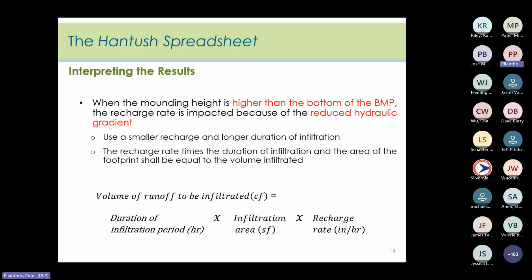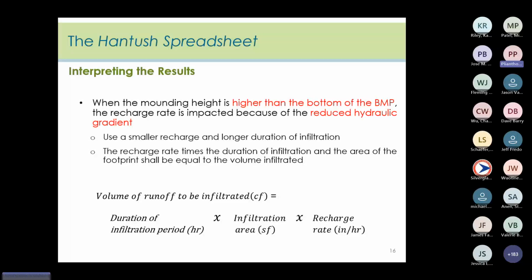You cannot just use the results from the spreadsheet as it appears. The results have to be checked against the physical constraints of the design. If you get a resulting mounding height that is higher than the distance between the basin bottom and the seasonal high water table, you do not get an artesian condition. It means the recharge rate is adversely impacted by a reduced hydraulic gradient and will be slower. That means you'll have to run the spreadsheet again after you make some changes.